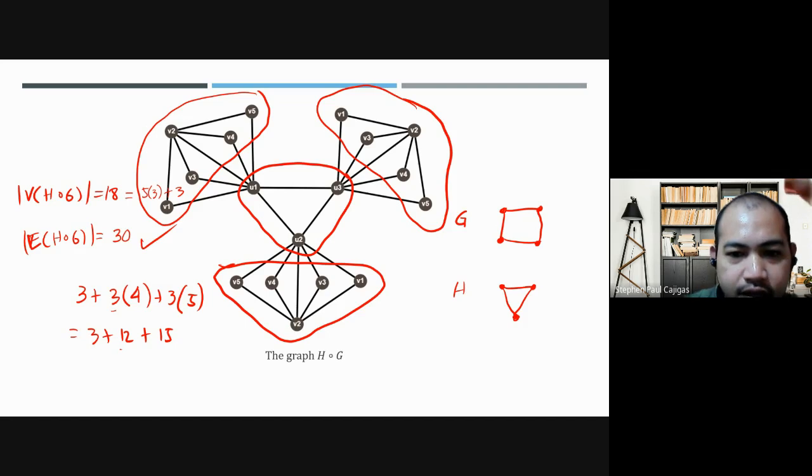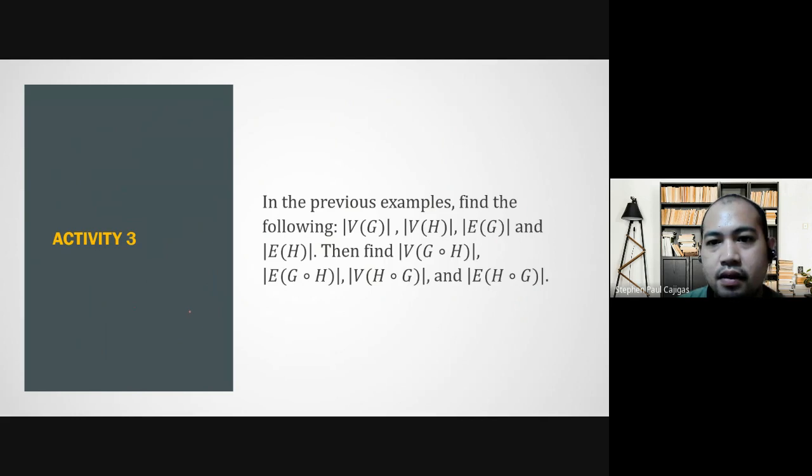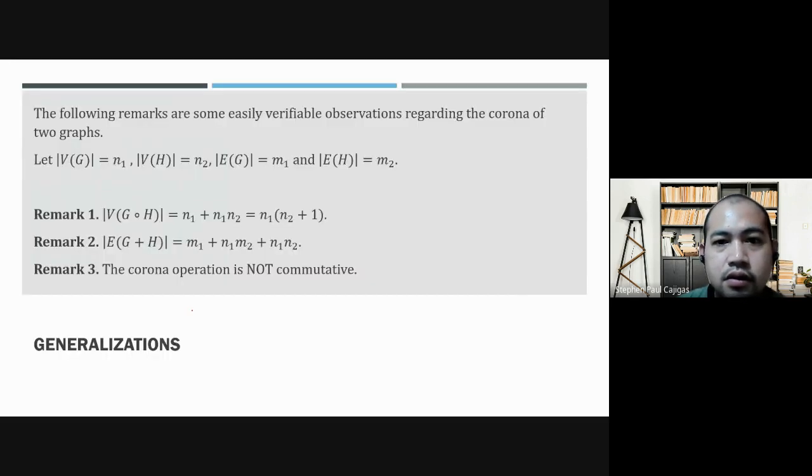Times the number of edges plus the number of vertices times the number of vertices again. Okay. So we have this. We can write them this way. The number of vertices is the number of vertices of the first graph G plus what we multiply, or we can just rewrite that factor this way: n1 times (1 plus n2).